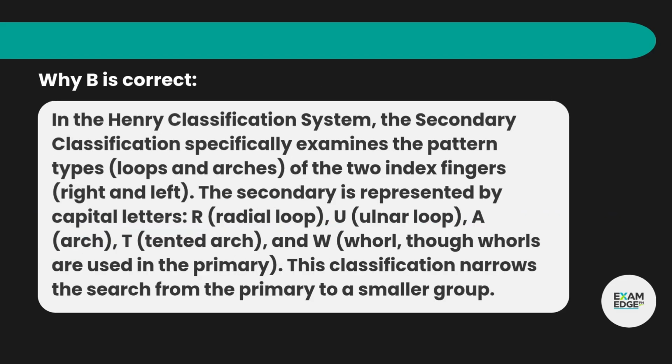Why B is correct? In the Henry classification system, the secondary classification specifically examines the pattern types, loops and arches, of the two index fingers, right and left. The secondary is represented by capital letters: R, radial loop; U, ulnar loop; A, arch; T, tented arch; and W, whorl, though whorls are used in the primary. This classification narrows the search from the primary to a smaller group.